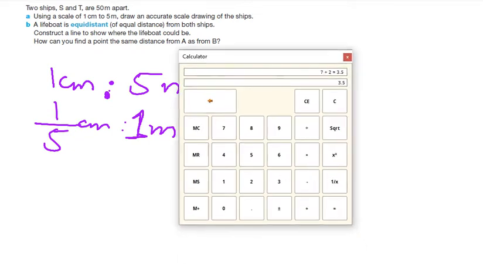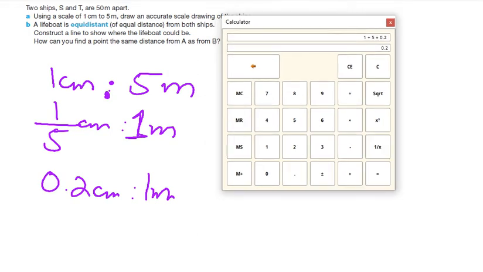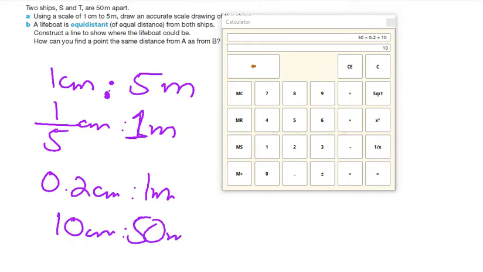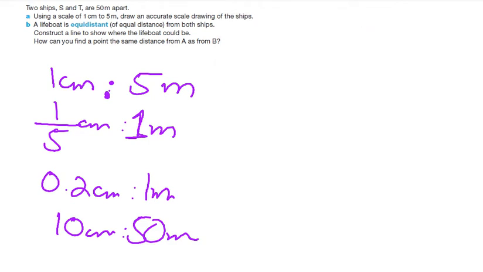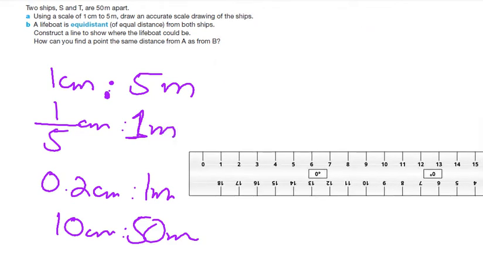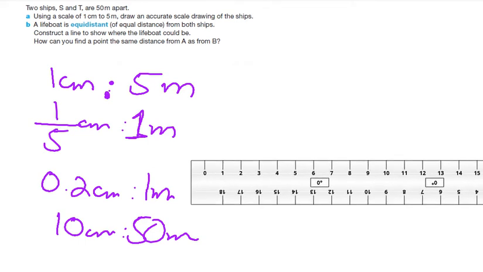Alright, again we need to use a calculator. 0.2 centimeters, 1 meter. Alright, so 1 meter equals, estimated value, 0.2 centimeter. So how much will be the 50 meters? That would be 10 centimeters. Alright. So what do we need to draw? We need to draw a line of 10 centimeters over here.